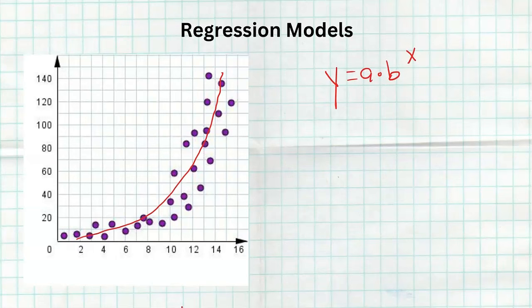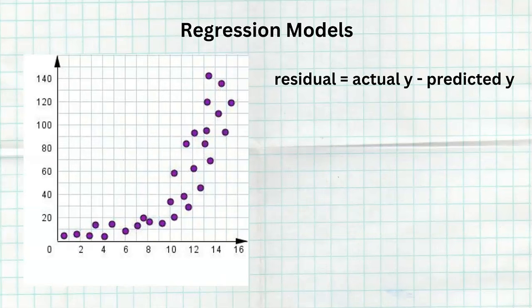But what I really want to make sure everybody understands is that that model is just making predictions. The actual purple dots are real, actual values. The line makes predictions, and every prediction is off a little bit. Now, the vertical distance that each point is from the model is called a residual. So how do you find the residual value? You take your actual y minus the predicted y.